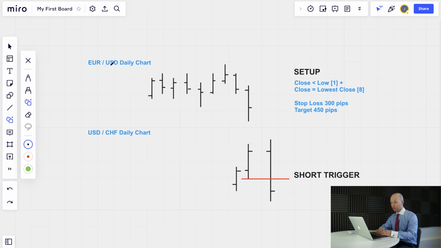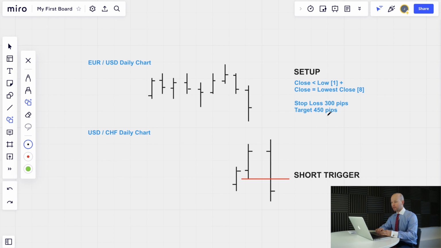When we see a short sell setup on euro dollar, then we're looking to place buy stop orders at the high of the bar on either Swiss franc or Canadian dollar. And as soon as we're in the trade, we're going to use a stop loss of 300 pips and a profit target of 1.5 times that, at 450 pips.